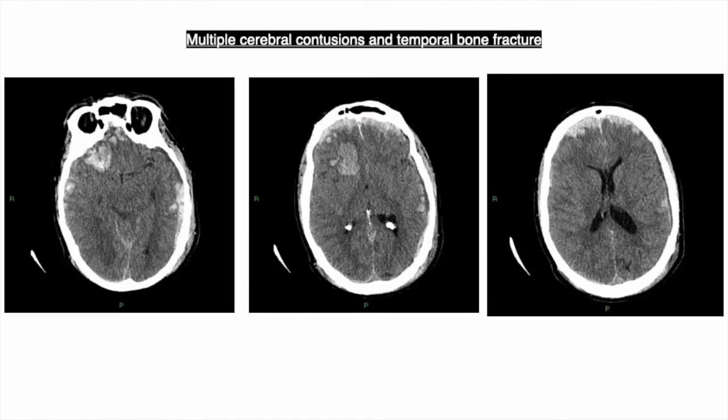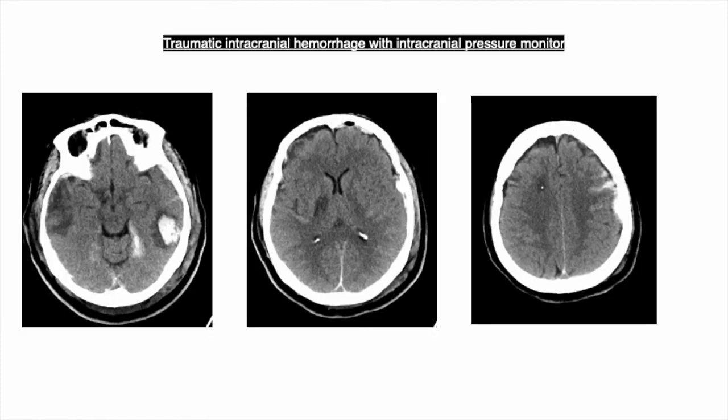So we present this one, with multiple cerebral contusions and temporal bone fracture. In this case, you can see the fracture, and you can see these well-defined cerebral contusions. This is another example of traumatic brain injury. In this case, we are in the presence of intracranial hemorrhage. These hyperdense areas are fresh blood surrounded by these hypodense areas. We are in the presence of edema.